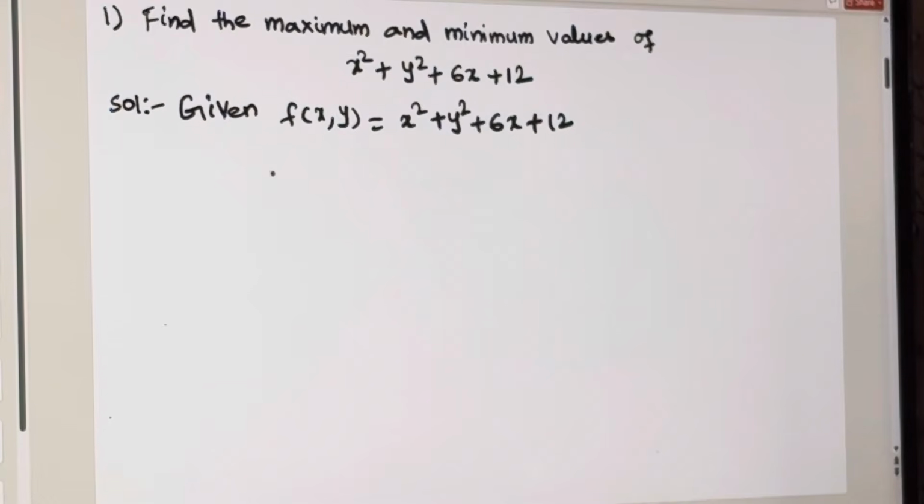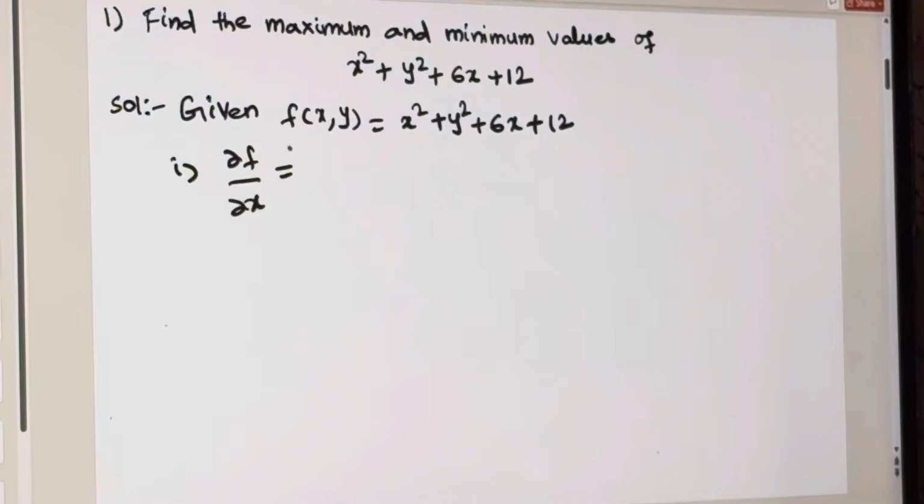पहला step क्या है? पहला step है dou f upon dou x का value निकालना है. What is the meaning of dou f by dou x? The function f need to be partially derivated with respect to x, treating the other variable as constant. Okay? Partial differentiation का basic concept clear करने के लिए you can just check my previous lecture, then you will understand the basic concepts thoroughly. Then you can just watch this video lecture based on maximum and minimum values of the given function.